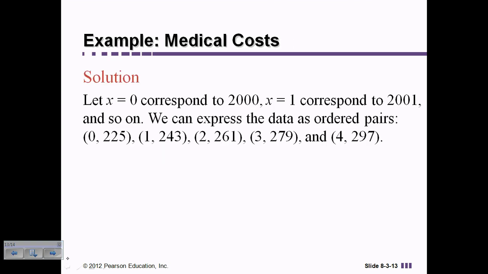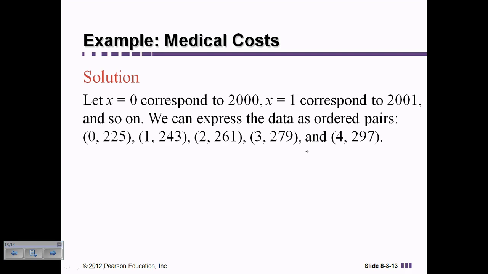And so that's what we're talking about here. We're saying x equals 0 corresponds to the year 2000. X equals 1 corresponds to the year 2001. And that just makes it simpler to work with. It doesn't have to be done that way, but it just makes things a lot easier. And then we took each of those and we created our ordered pairs out of this information.